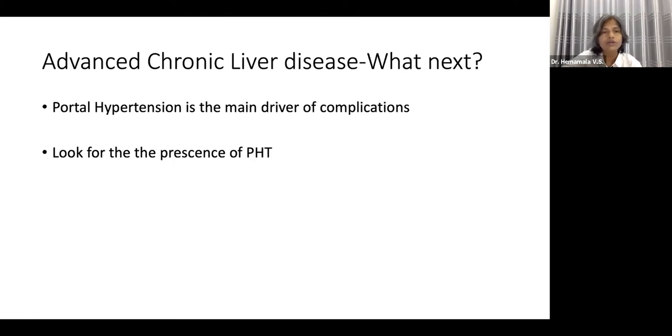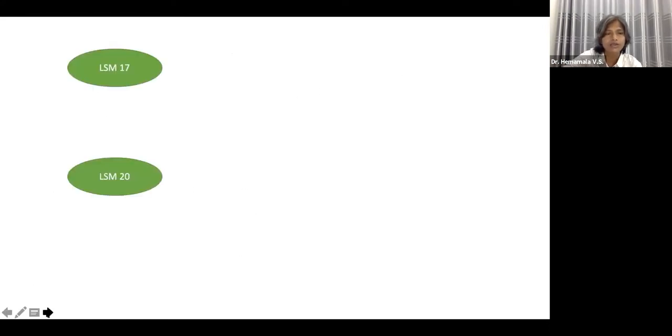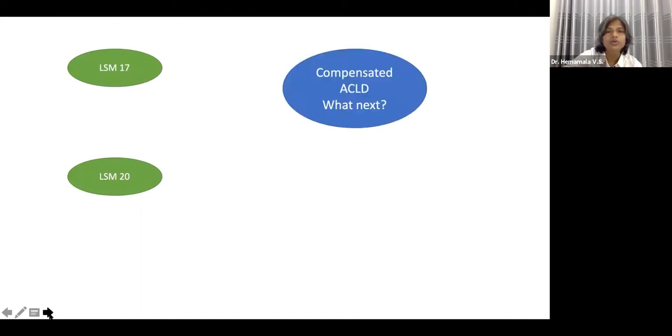Because we know the portal hypertension is the main driver. The patient has cirrhosis, and depending on the portal hypertension, all the other complications will arise. So we have to look for the presence of portal hypertension. Let's say I have a patient with chronic hepatitis C, and one patient with alcoholic liver disease, one patient's LSM is 17, another patient's is 20. So we can suspect that he has a compensated advanced chronic liver disease. So what next?